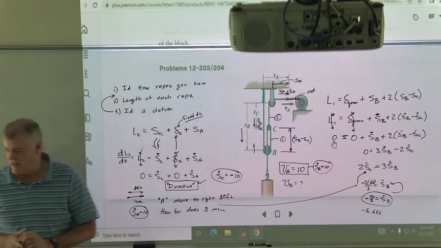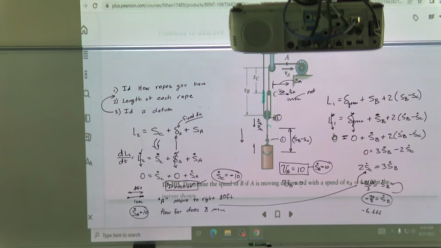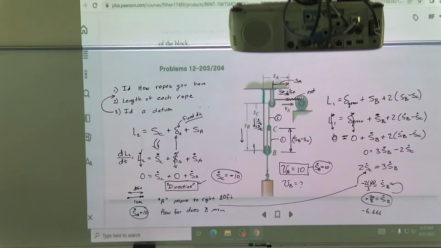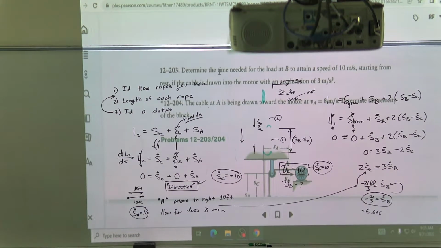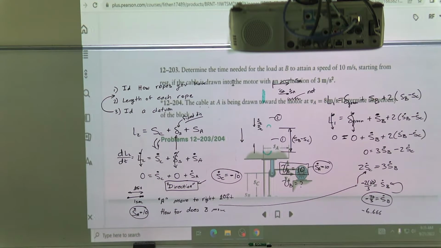Let's see what actually he asked on this one. Okay, determine the speed of B if A is moving downward. Wait a minute. Is that the, oh, that's 205. Okay. Determine the time needed for the load, 203. For the load at B to obtain the speed starting from rest if the cable is drawn with an acceleration. Oh, okay. That's a good one.